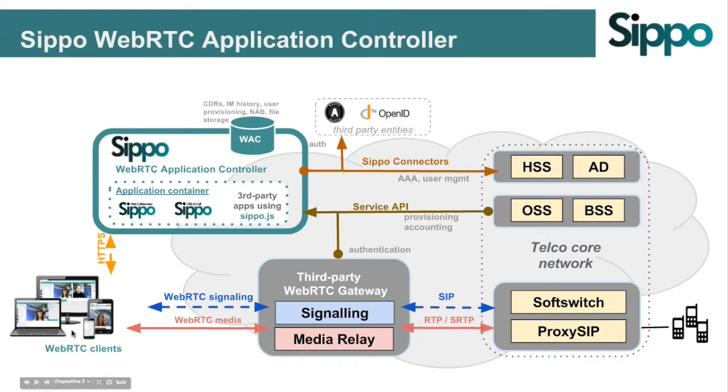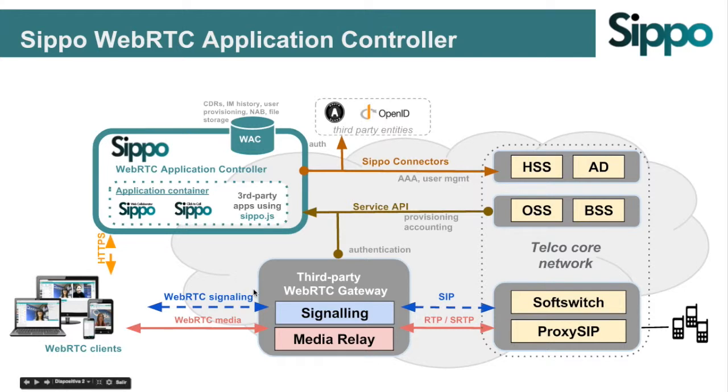We are going to help them to download the JavaScript code, but as you can see here, we have something that we call Sippo connectors and a service API. This API and these connectors have been designed and implemented to help in the interconnection with existing elements of a telco or an enterprise. In the case of a telco, for instance, we have some connectors with well-known vendors of HSS solutions for authentication. In the case of the service API, we were working with also vendors and system integrators of OSS and BSS for operation and billing.